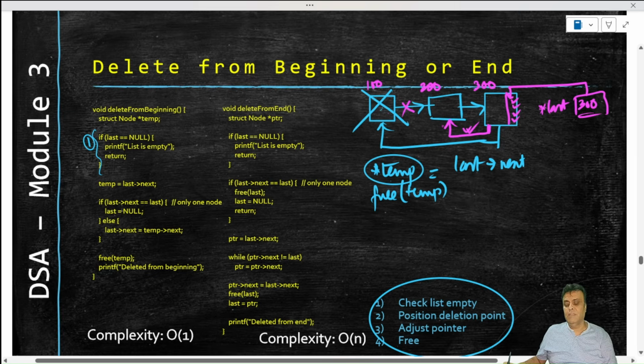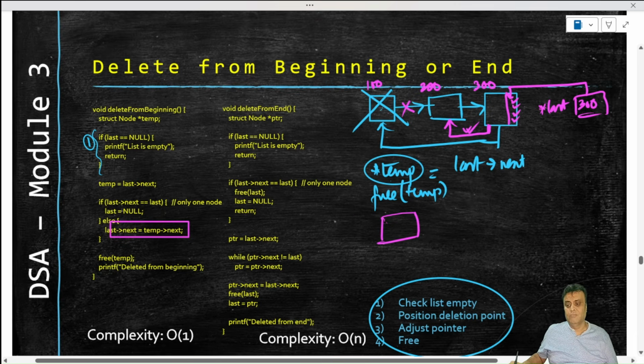How do we go to the second element? Temp arrow next. Temp is the first element, arrow next is the second element. So that is what we do here, right? But if we have only one node, that is, we are trying to delete from the beginning and there is only one node, the situation is like this. This is what we are trying to delete.